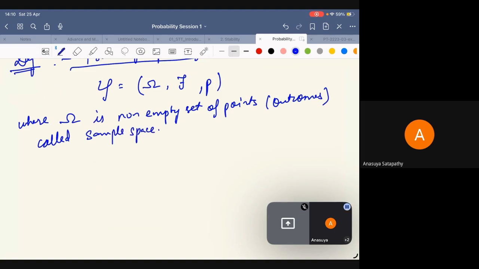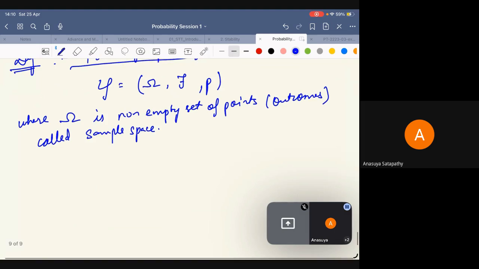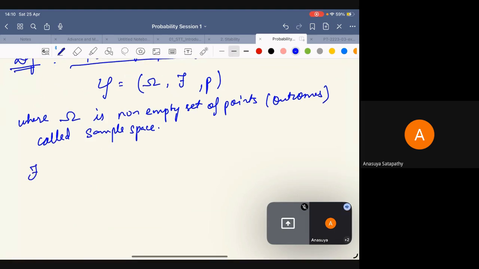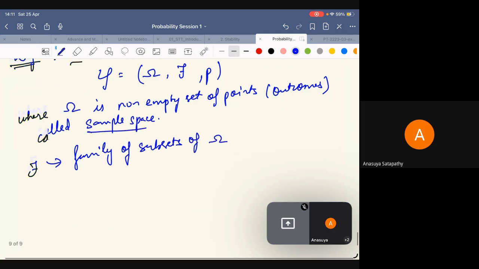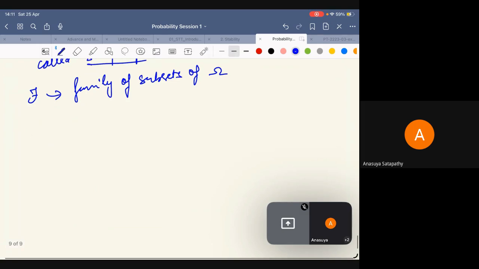So we will see what sample space is. And what is F? This is the family of subsets of omega. Omega is the sample space. We will see what the sample space is. And what is P? P is a map. It's basically a probability. P is a small probability, which is a map from F into R.